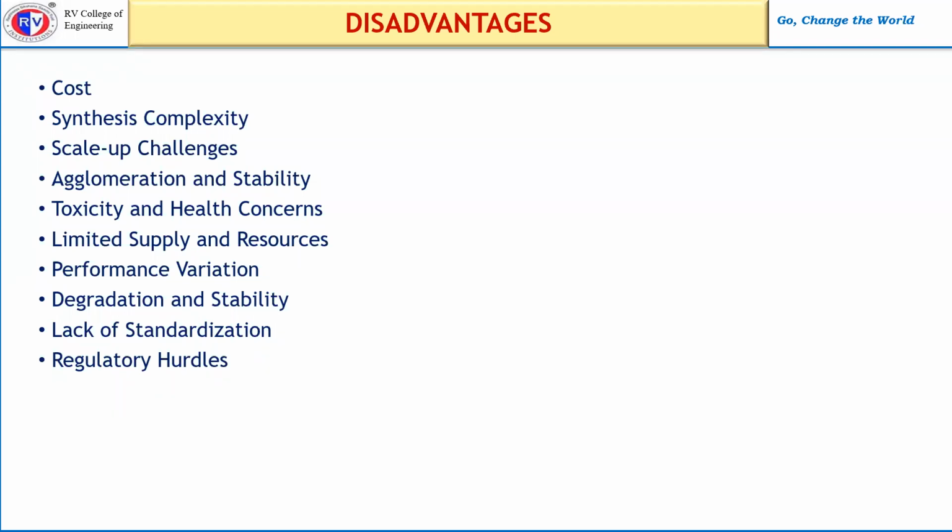Coming to disadvantages, these are the disadvantages: cost, synthesis complexity, scale up challenges, agglomeration and stability, toxicity and health concerns, limited supply and resources, performance variation, degradation and stability, lack of standardization, and regulatory hurdles.